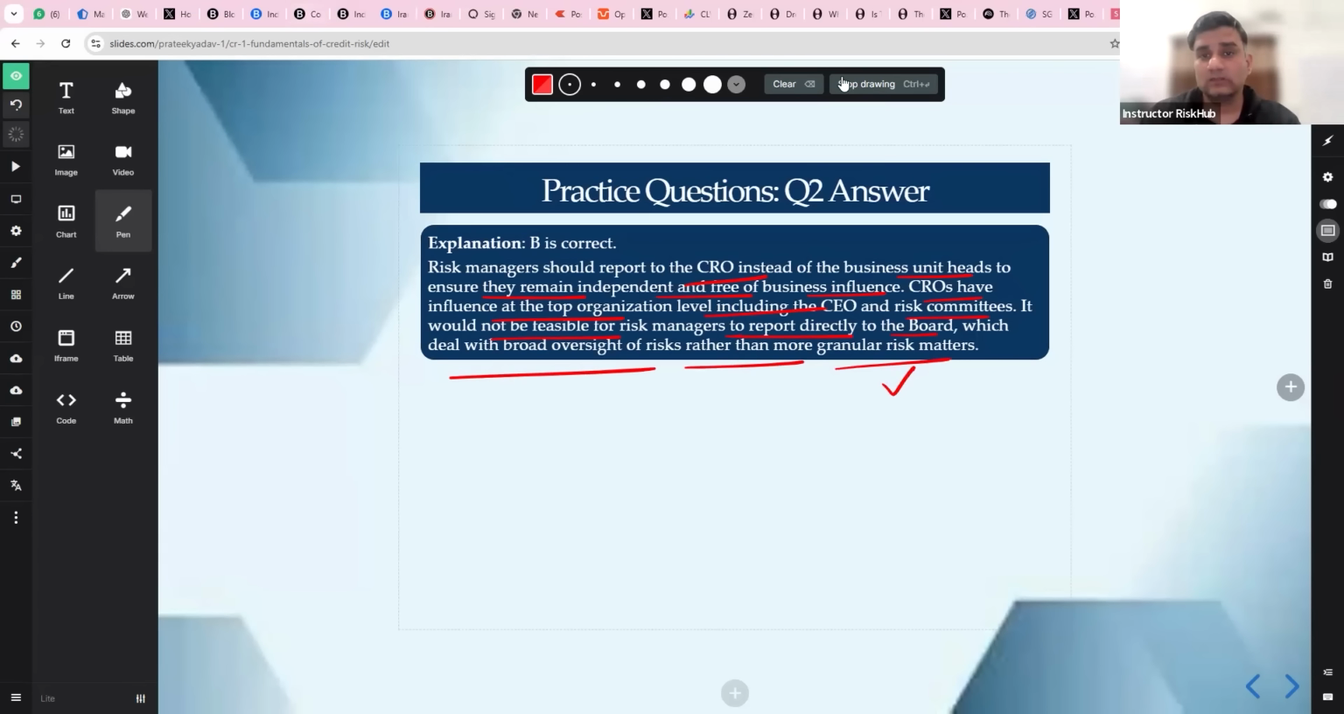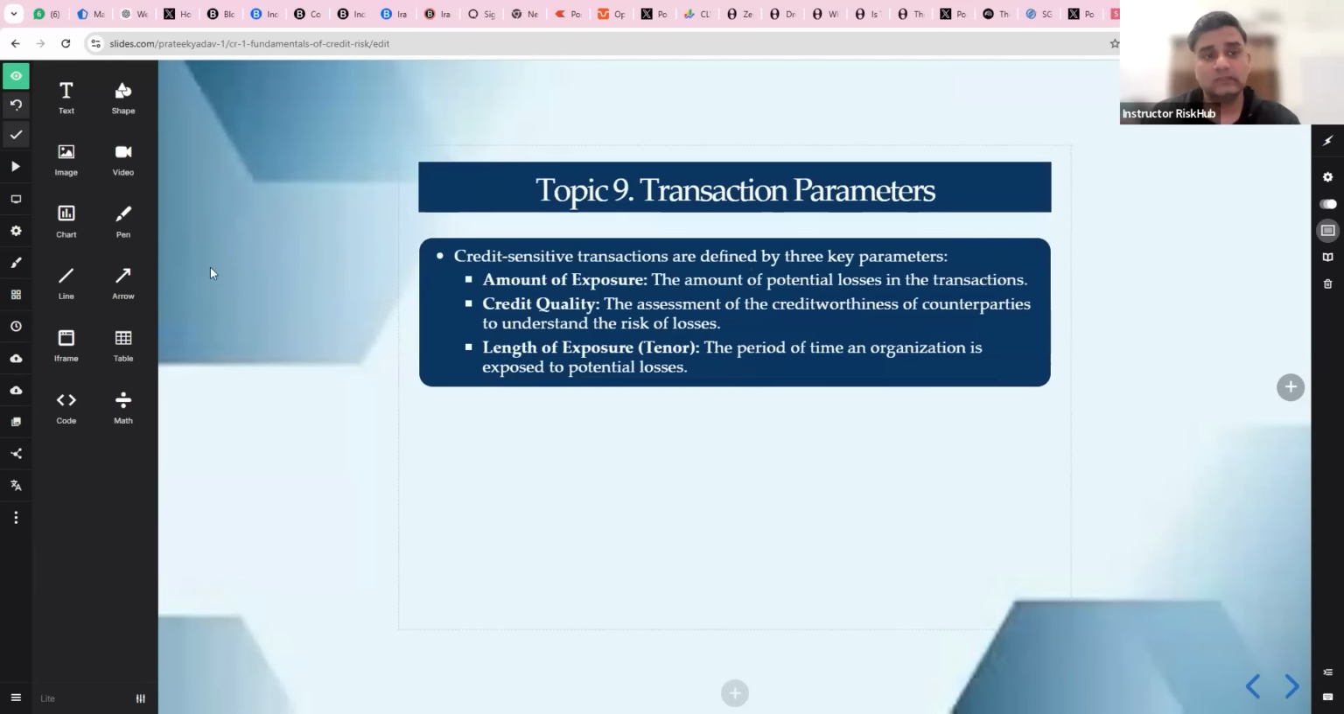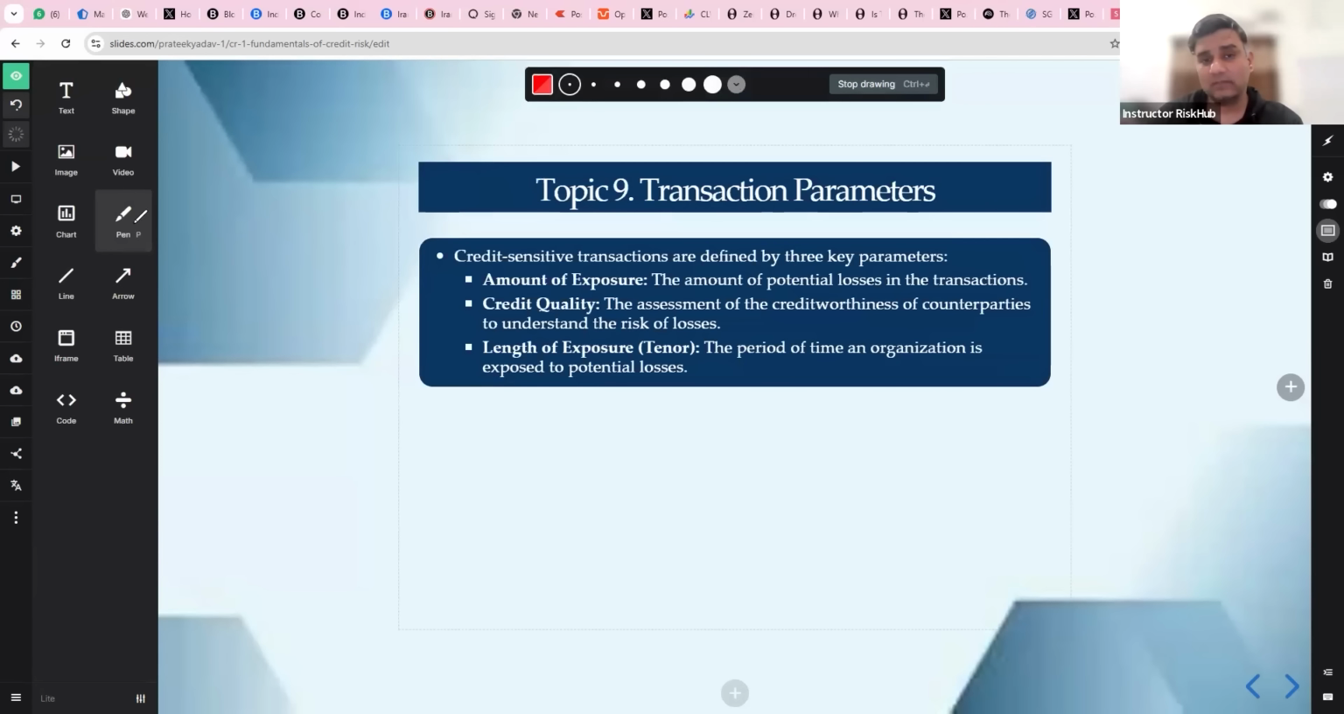Okay. So this is what we are looking at. And then we look at your transaction parameters. Transaction parameters: we are simplifying risk to its essence. Every credit-sensitive transaction is defined by 3 dimensions: your amount, your credit quality, and your length of exposure, tenor. This is elegant. Let's try to analyze it. Your amount of exposure: how big is the potential loss? This connects to your exposure at default, your limit usage, your concentration. Higher amount means higher capital allocation.